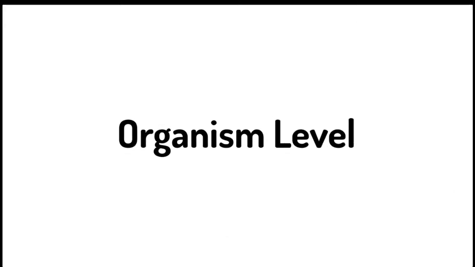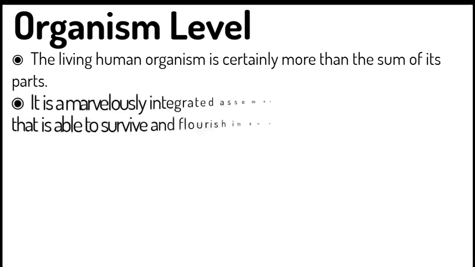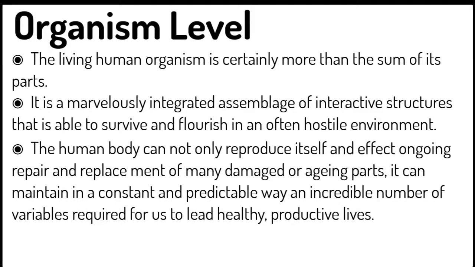Lastly, organism level. The living human organism is certainly more than the sum of its parts. It is a marvelously integrated assemblage of interactive structures that is able to survive and flourish in an often hostile environment. The human body can not only reproduce itself and effect ongoing repair and replacement of many damaged or aging parts, it can maintain in a constant and predictable way an incredible number of variables required for us to lead healthy, reproductive lives.